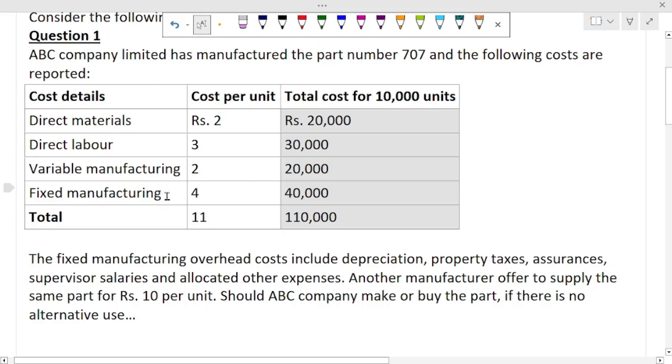Now this is the table. Good. Total: add everything, and it gives you this. Good. Now part of the question: the fixed manufacturing overhead, which is 40,000 rupees. The fixed manufacturing overhead cost includes depreciation and property taxes. I should have mentioned this earlier when I was talking about paying the owner. These are the fixed things: property taxes, insurance.